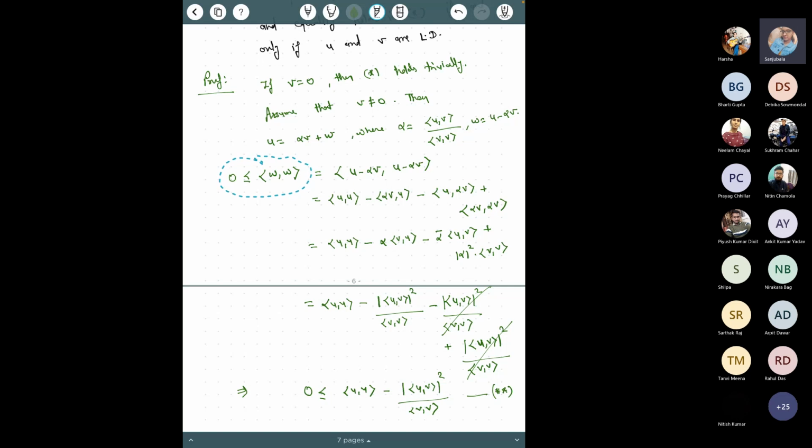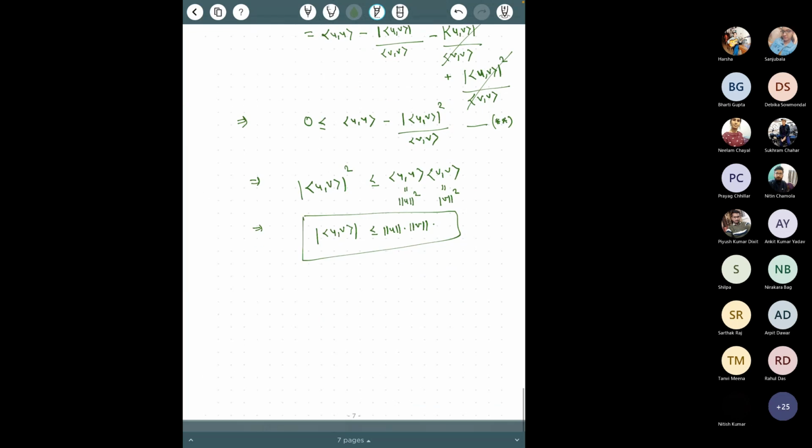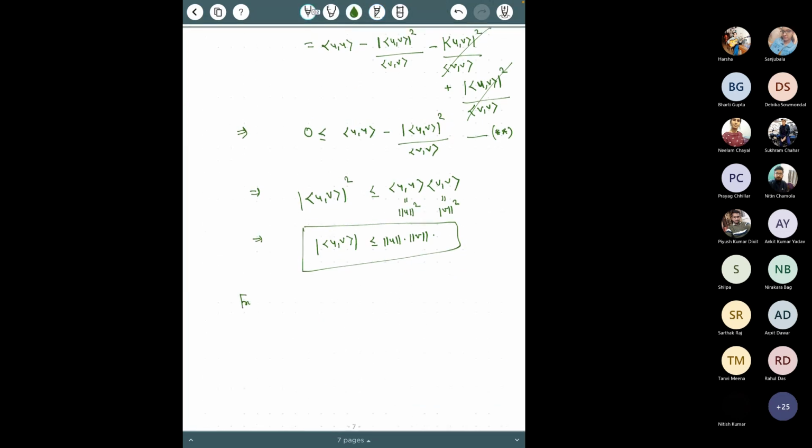When W is non-zero, what does this imply? From the double star, you can clearly say that if W is not equal to 0, then this inequality is strict, and therefore this equality holds if and only if W is 0, because when W is non-zero, the strict inequality holds.